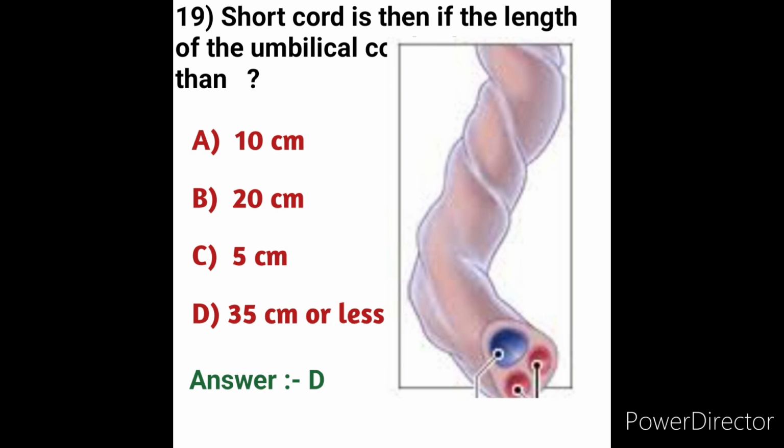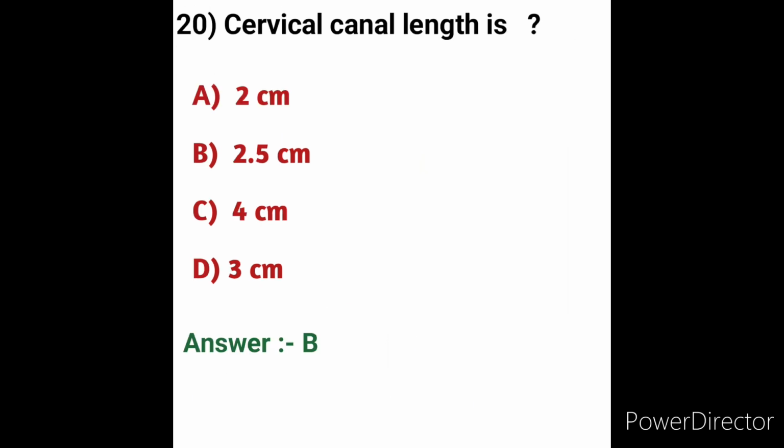Next, move on to question number 20. The 20th question is: how much is the cervical canal length? Options: option A, 2 centimeters; option B, 2.5 centimeters; option C, 4 centimeters; and option D, 3 centimeters.